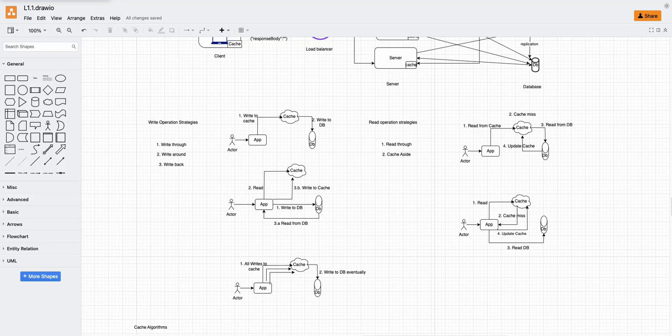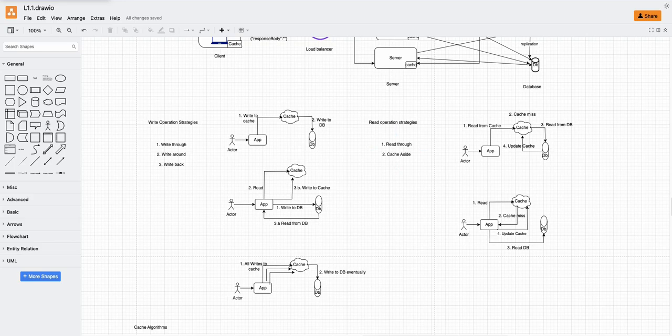But let's say I don't have that data in the cache. There will be a cache miss. And in that case, the cache server will read it from the database and update itself with the data. Now, next, whenever the read operation comes, there won't be any cache miss. So this kind of strategy we call read through strategy.